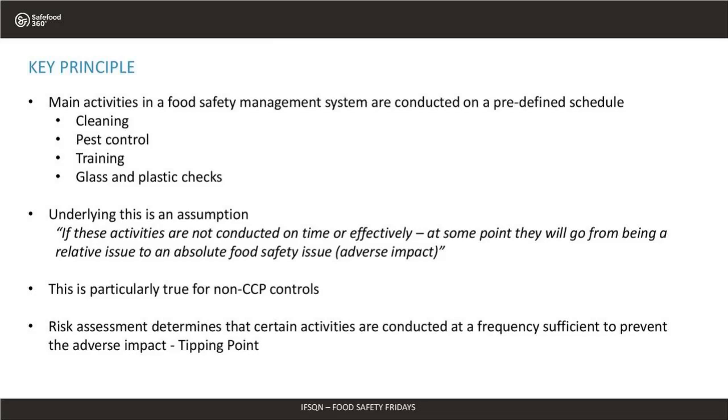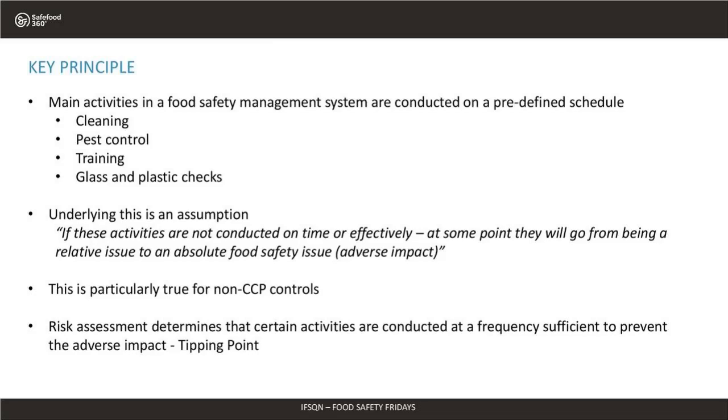Okay, so some of these main activities which we check, for example, are typically predefined on schedules in food safety. So, for example, cleaning, pest control, training, glass and plastic. And what we're saying here is that if you actually look at a lot of things that we do in food safety management, they occur on a repeating cycle. So we clean according to this schedule, we inspect for pests according to another schedule, we train people up, and we check to make sure all glass and plastic is intact.